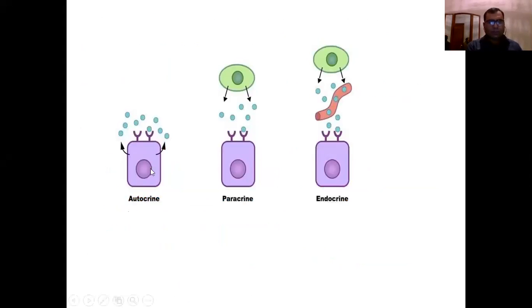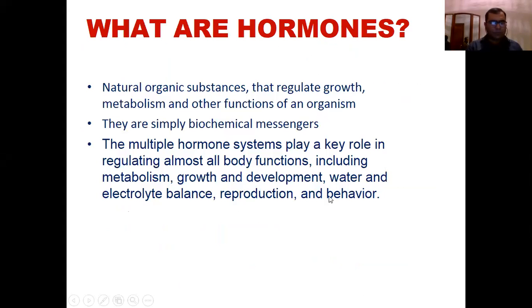These are autocrines, these are paracrines as I explained, and these were endocrines. What are hormones? Natural organic substances that regulate growth, metabolism, and other functions of an organism. They are simply biochemical messengers.